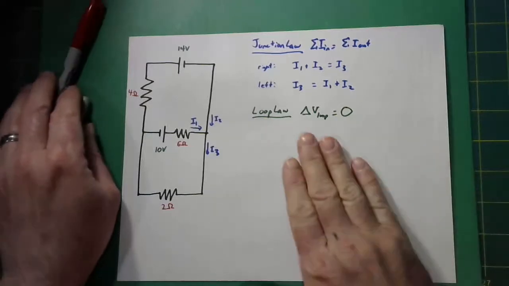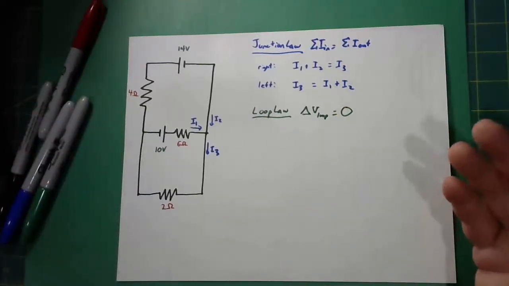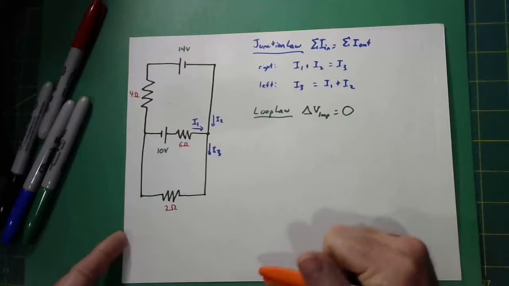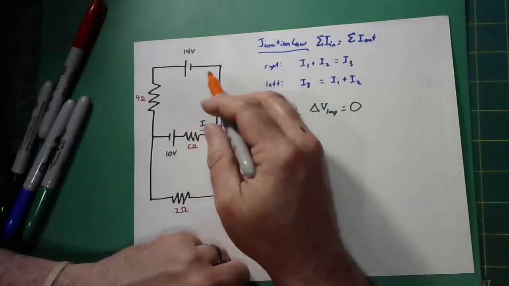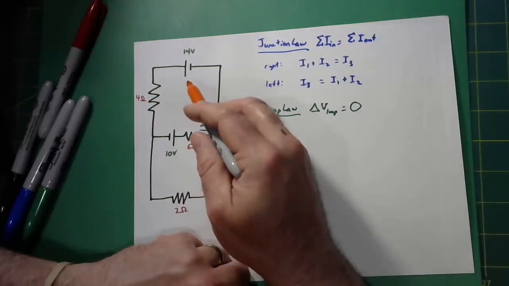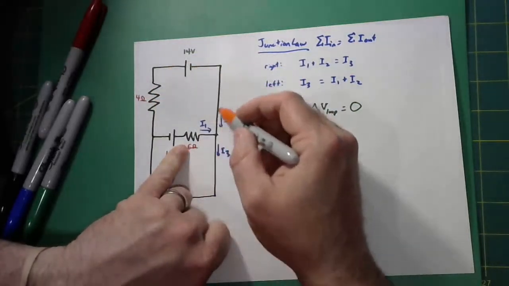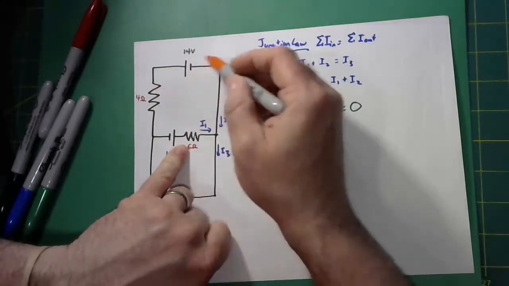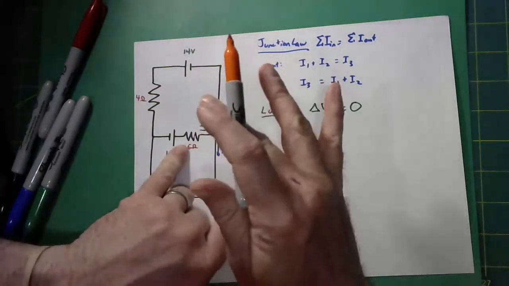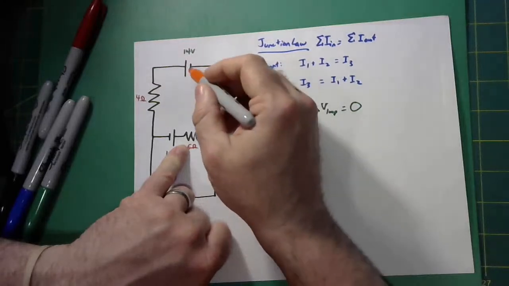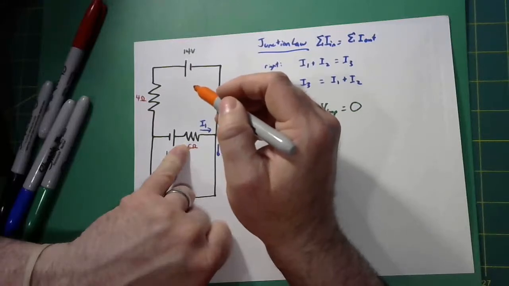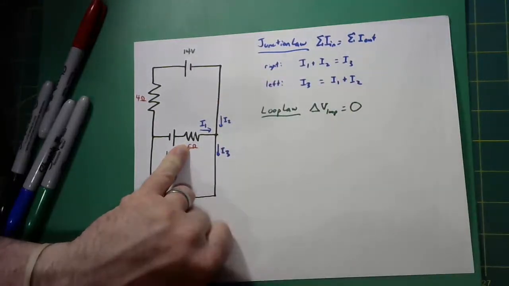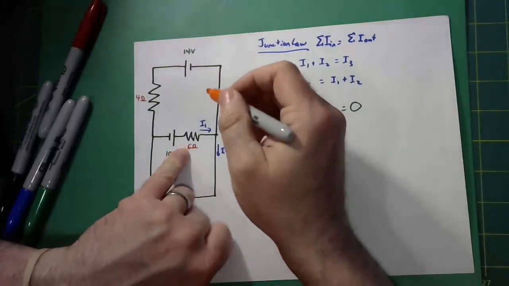So let's go ahead and write some loop laws. Let's go ahead and choose, for our first one, we'll write all 3. Let's do the top loop. Now, when I do a loop law, I can choose to go clockwise or counterclockwise, doesn't matter. The equation will look a little different, but it'll be equivalent. I got to pick a spot to start on the loop, and then go around in a circle and end up back where I started so that I have a closed loop.